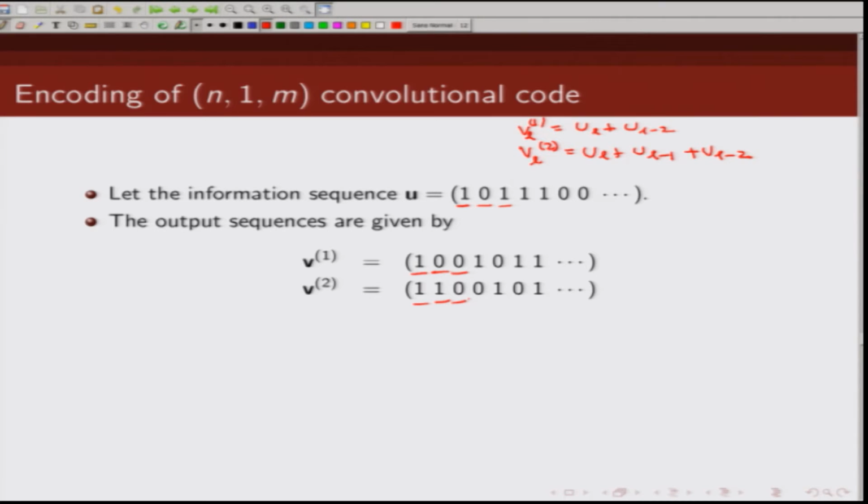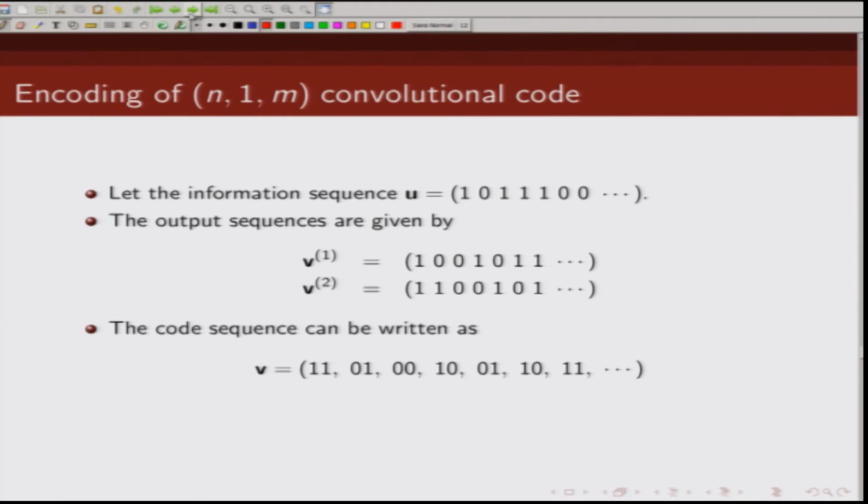So, what is my final output? Corresponding to this 1, what is my coded sequence? That is given by this. Corresponding to this 0, my coded sequence is given by this. So, I can write my final output as: corresponding to input 1, I get 1 1, that is given by this. Corresponding to 0, I get 0 1, that is given by this. Corresponding to 1, I get 0 0, that is given by this. So, this is how I can write my output coded sequence.